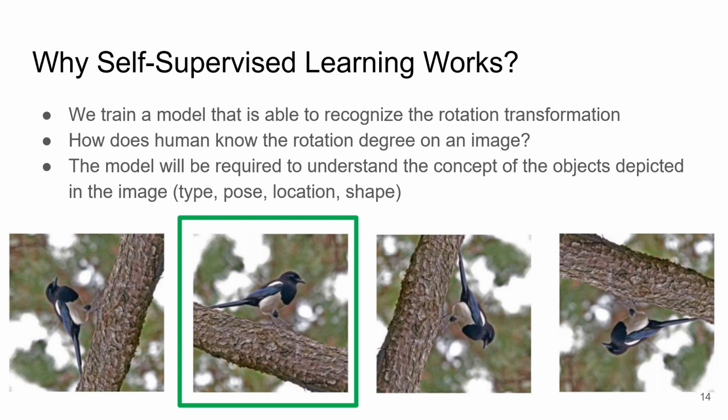Okay, and once you can recognize the rotation degree, you must know the type of the object, the shape of the object, and the location of the object, right? So the model will be required to understand the concept of the object depicted in the image, like the type: there is a bird in the foreground; the pose: it stands on a branch; the location: this bird is in the center of the image; and the shape of the bird. Okay, so the model learned the type, the location, and the shape of the object. So this is a good representation of an image.